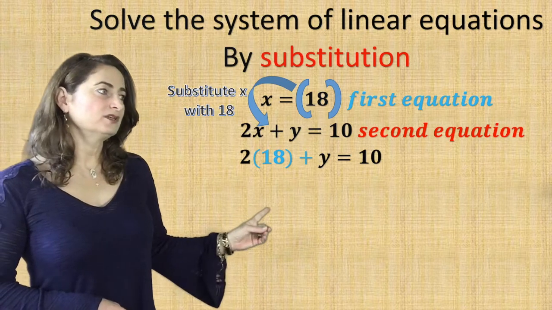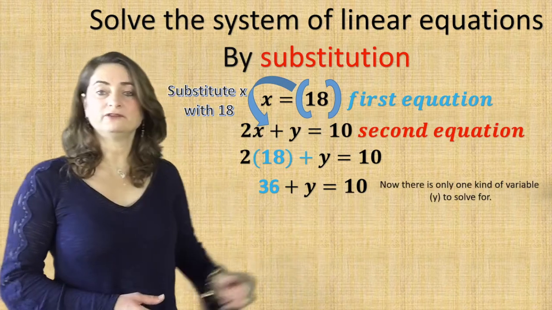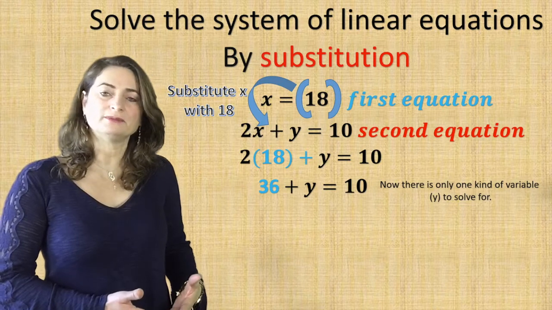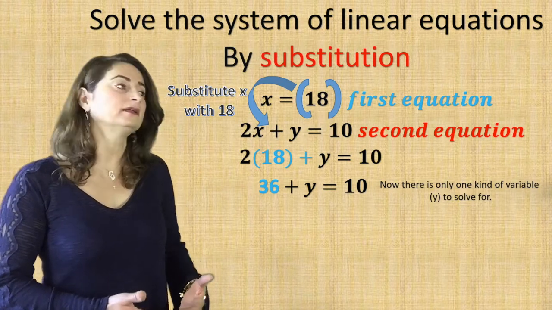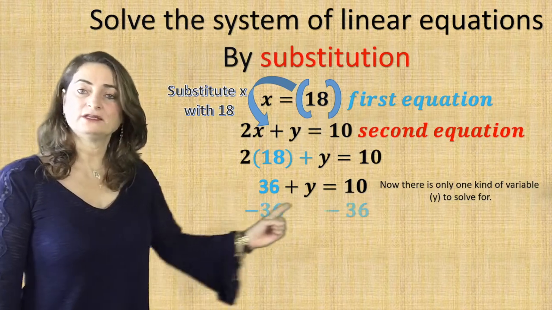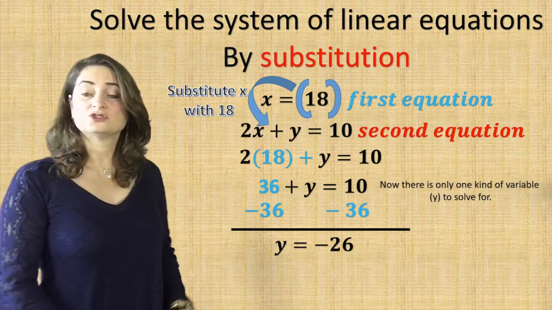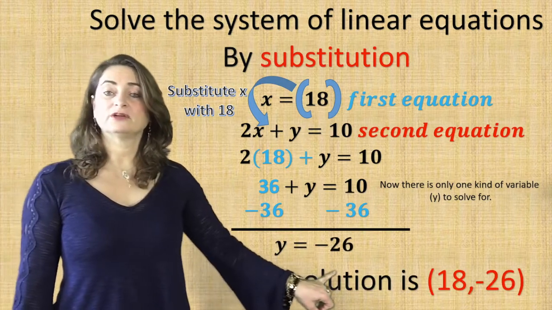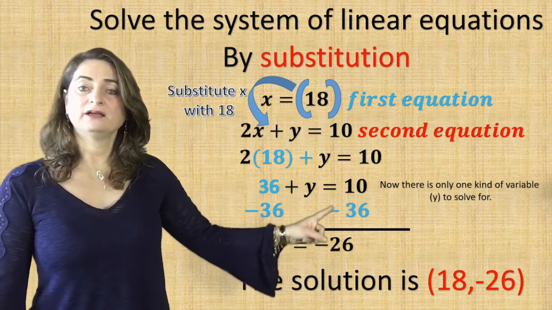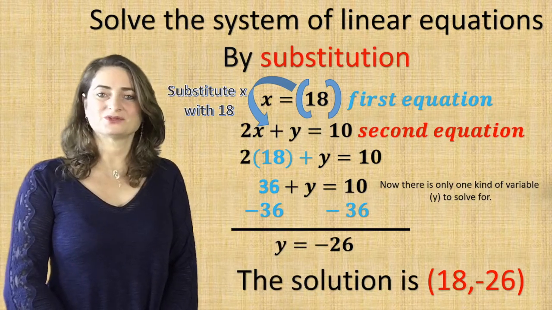Now 2 times 18 is 36, plus y equals 10. Notice how now you have one kind of variable, which is y, in this equation that you're able to solve for. So let's solve for y. That means isolate y to find the value of y as a number. The inverse operation is to subtract 36 from both sides. You end up with y equal to -26. So the solution is the value of x and y as an ordered pair. They already gave me x equals 18. I found what y equals, and I wrote it down as an ordered pair. And that is the solution.